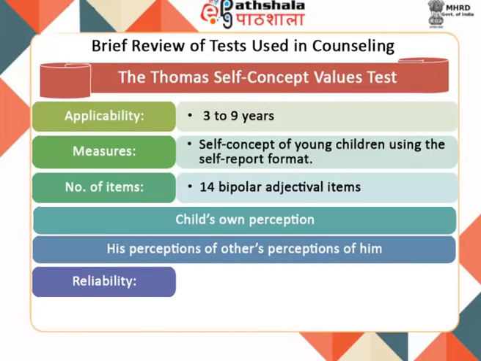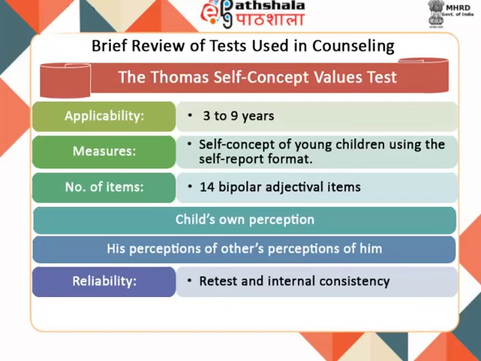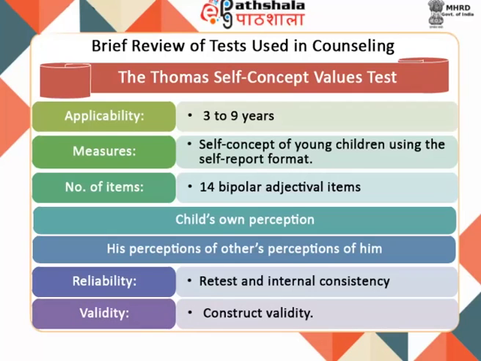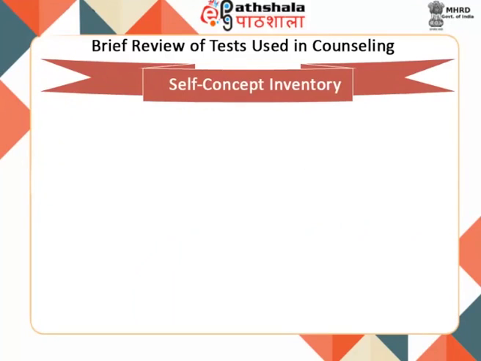Reliability. Test retest reliability is 0.78 for the total score, 0.82 for self-reliance score, 0.68 for the teacher reference scale, 0.61 for peer reference scale, internal consistency 0.73. Validity is construct validity.